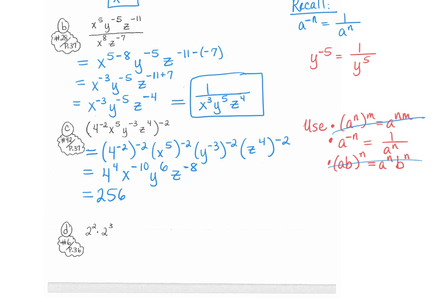256 times what? X to the negative 10, y to the 6, z to the negative 8. So, good so far. Very good. So, what stays in our numerator? What goes to our denominator? Tell me what we have. What's in our numerator?